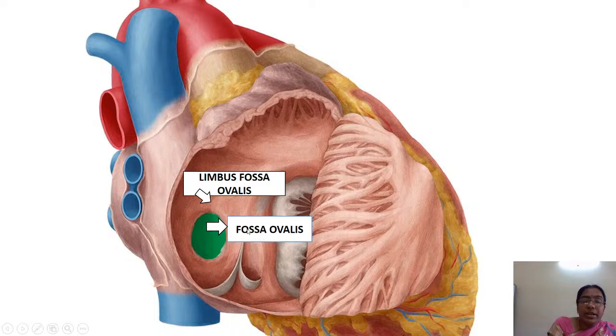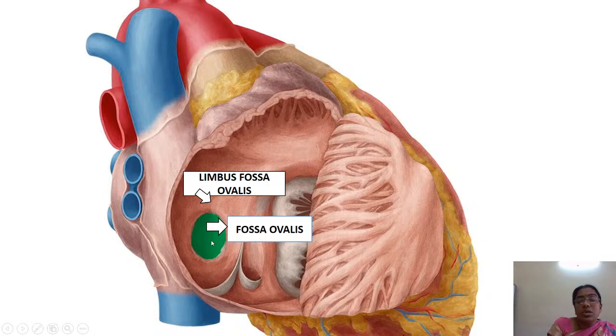So in the intermediate part, a cup-like depression is seen. This cup-like depression is normally open when you look at the embryological part, where the right atrium sends blood into the left atrium. So the blood passes from the right atrium to the left atrium because of this fossa, which is called the fossa ovalis. But after birth it is closed.